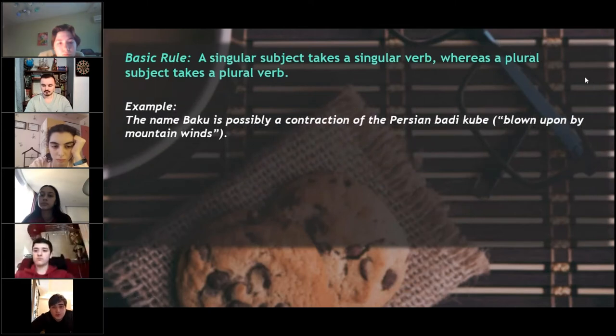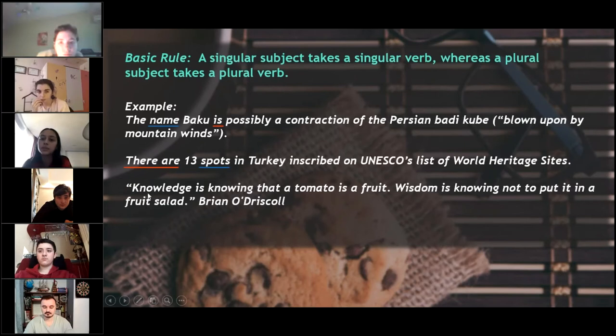Example. The name Baku is possibly a contraction of the Persian words Bad Kube, blown up by mountain winds. Okay, knowledge is knowing that a tomato is a fruit. Wisdom is knowing not to put it in a fruit salad. So the first subject is knowledge and the verb is. Great. Then the second subject is tomato and the verb is. Excellent. And the third subject is wisdom, and the verb is. Excellent. And that's well said by Brian O'Driscoll.